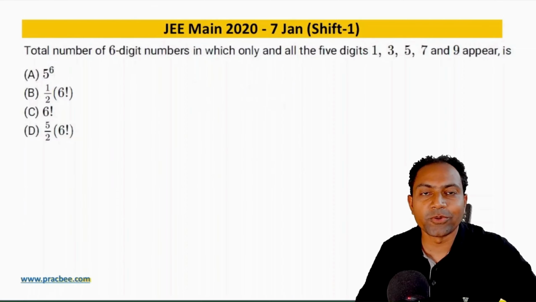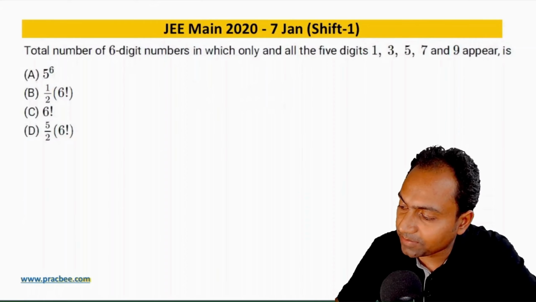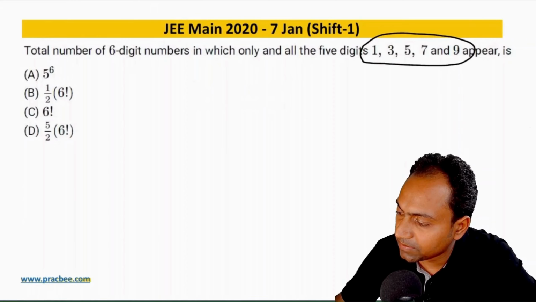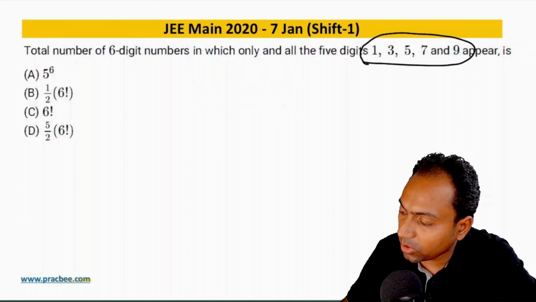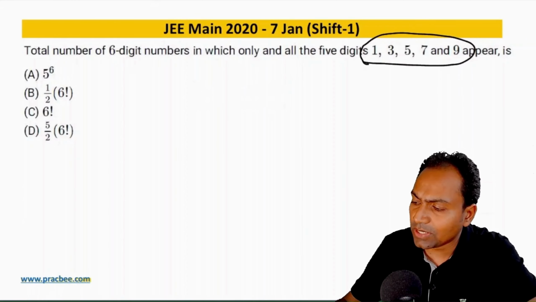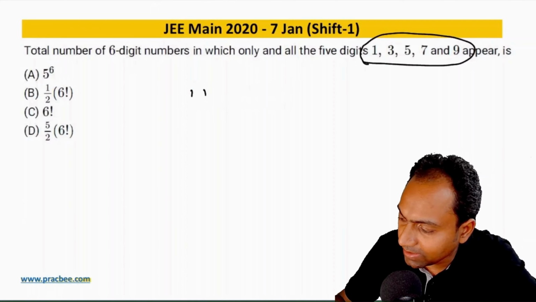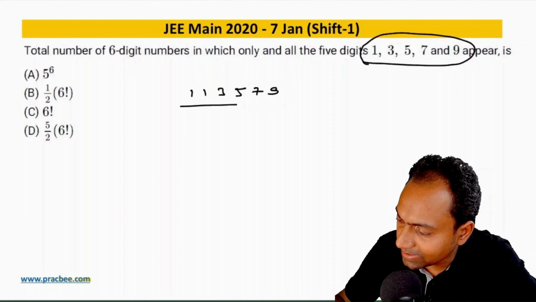Now this 2022 question talks about a 6-digit number in which we have to use all of these digits: 1, 2, 3, 4, 5, 7, 9. And all of these need to be there. So essentially what they want us to write is a 6-digit number that looks like this, where one of the digits is getting repeated out of this, and then all the others are present. So this is an example.